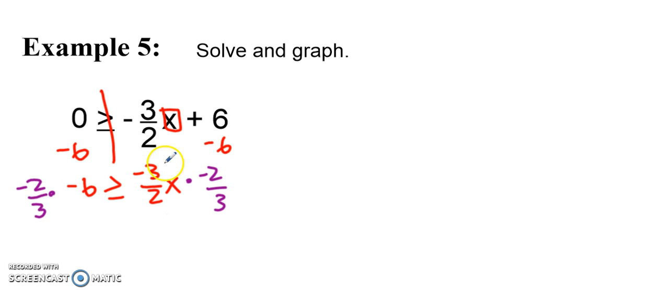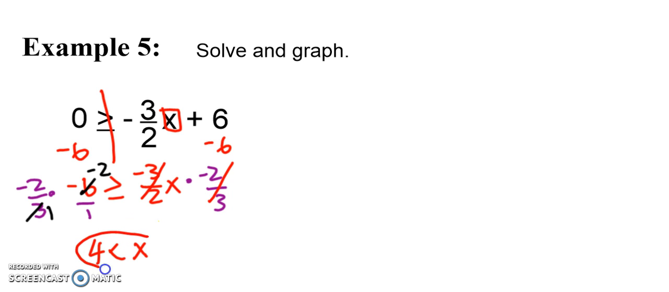Notice this is the point where I am multiplying by a negative. I can cross simplify here by dividing by 3, which makes this 1. -6 divided by 3 is -2. And now I have -2 times -2, which ends up being a +4. I'm going to switch the direction of my inequality, and I'm just left with x on the other side after these multiply and give me 1. So this would be 4 is less than x.